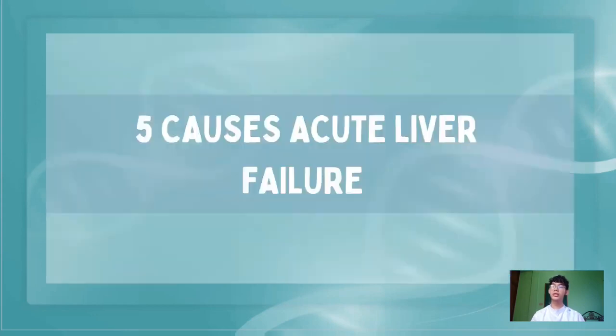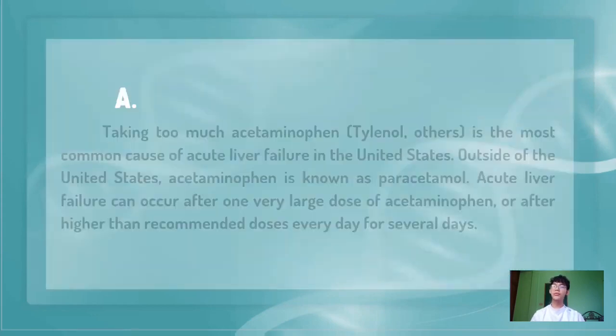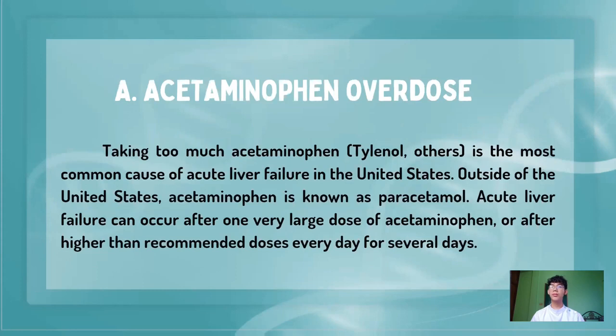Causes of acute liver failure. Acute liver failure occurs when the liver cells are damaged significantly and are no longer able to function. Potential causes include acetaminophen overdose. Taking too much acetaminophen, Tylenol and others, is the most common cause of acute liver failure in the United States. Outside of the United States, acetaminophen is known as paracetamol.